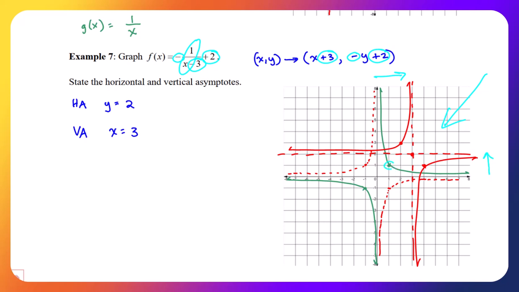I take each of these points that are special on the 1/x graph and also move them to the right 3 and up 2 after it's been flipped. And I get this point and this point. So the horizontal asymptote gets moved up 2. That's where the y equals 2 comes in. And the vertical asymptote gets moved to the right 3. And that's where the x equals 3 comes in.